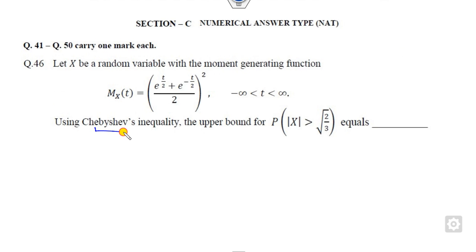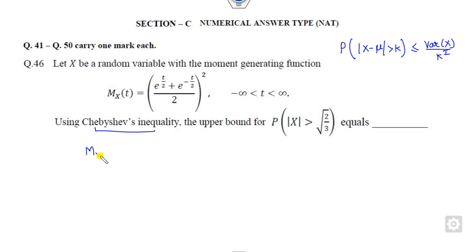Okay, so look at the Chebyshev inequality. Firstly, I will tell you what the Chebyshev inequality is. The probability that |X minus mean| is greater than k should be less than the variance of X divided by k square. Now k is root 2 by 3. So we need to find the mean.